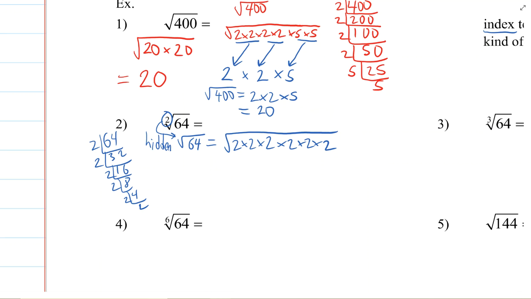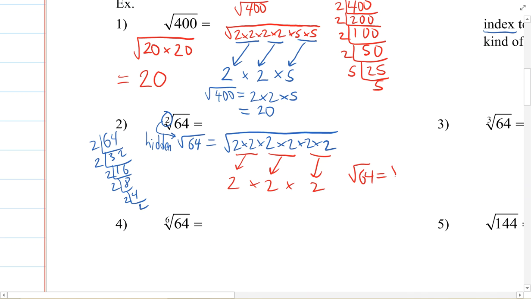That's really important. The roof covers every single 2 on the inside. Now we're looking for squares, so we're looking for groups or clusters of 2. We can take out a single value, a single value, a single value. It's multiplying on the inside, so it's multiplying on the outside. What's 2 times 2 times 2? Well, it's 8. So we can say root 64 equals 8 by using our prime factorization.